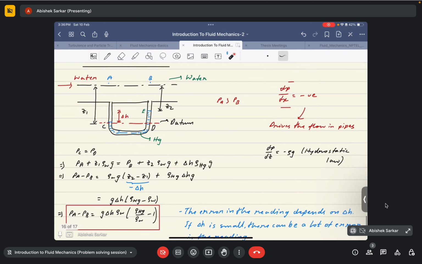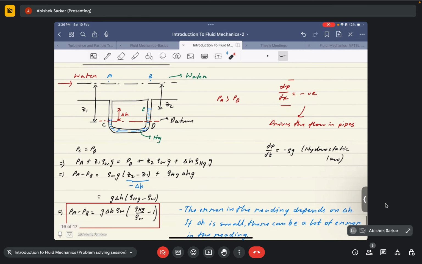Now it's very simple. If you know what things are causing the pressure at these two points, you just need to balance it. So for point C, we know that there is pressure at point A. So this is PA plus Z1 into rho W G. I hope you know this formula: for hydrostatic condition, P is equal to rho G H. So we are just applying that formula here. Z1 is this length, times rho W, the density of water, times G. So this is the pressure because of this liquid column. At point C, this is done.